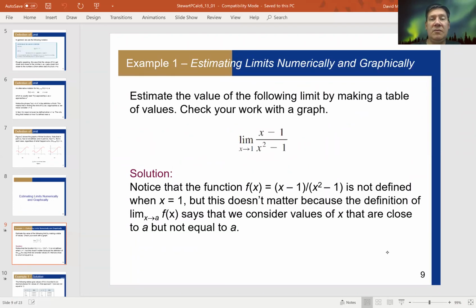Now we could go through and estimate the limit there by making a lovely table of values. If you want to use your calculator for this and type that in as a function, remember you're going to have to mess around with the table settings so that you can change it to the finer and finer degrees of precision that we're going to need here in a moment.